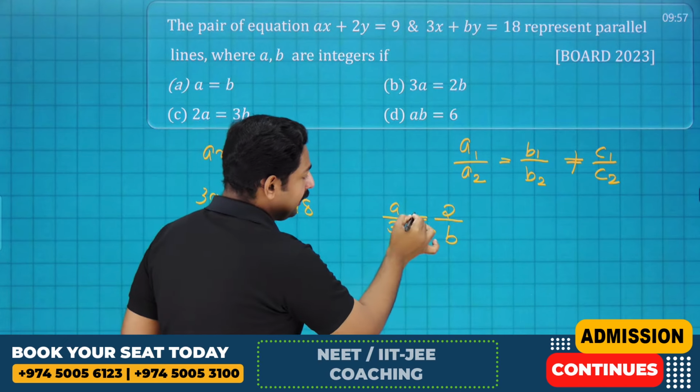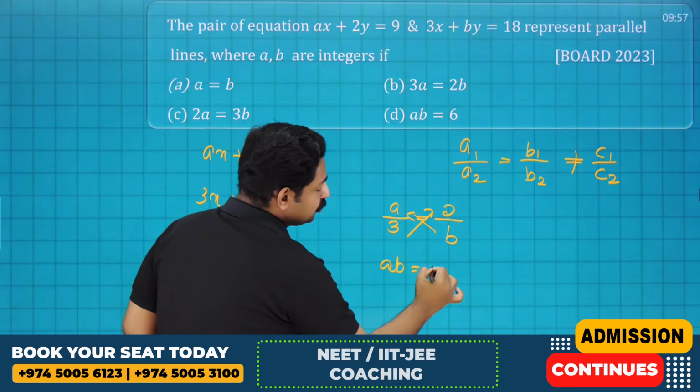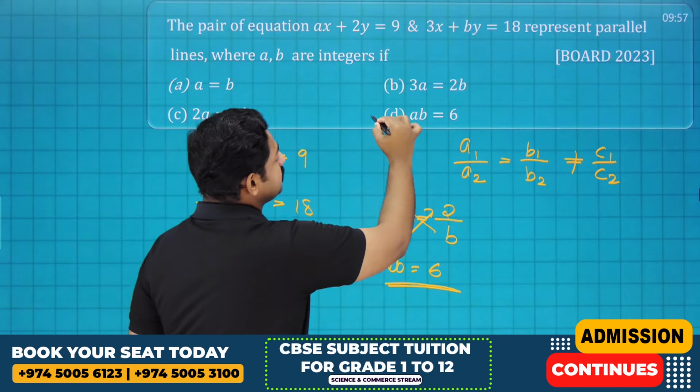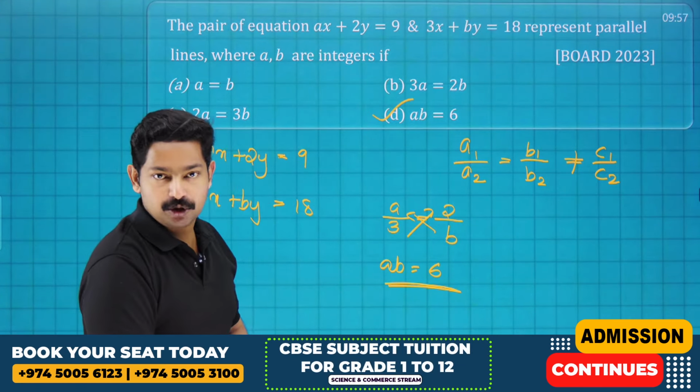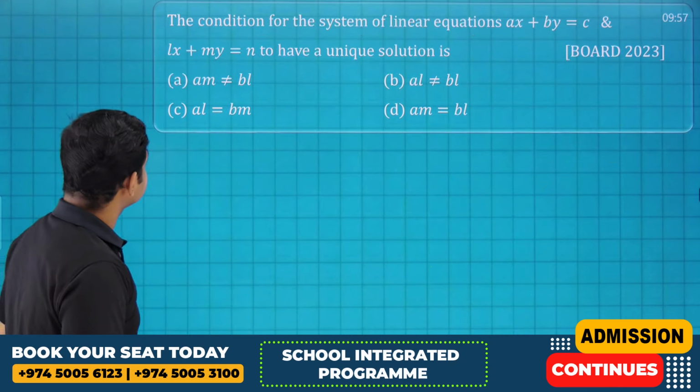So if you cross multiply, you will be getting ab is equal to 3 into 2, 6. So ab is equal to 6. So which is the correct option? Option D is the correct option. Okay, so we can move on to the next one.